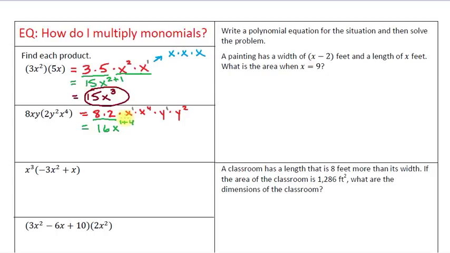So these two terms, again, the x and the x, I should have put that in green. The x to the first and x to the fourth, those can be combined with multiplication, and the y to the first and y to the second can be combined. So this is 16 times x to the 1 plus 4 times y to the 1 plus 2. So our final answer is 16 x to the fifth y to the third. There's our final answer. Let's do another one.